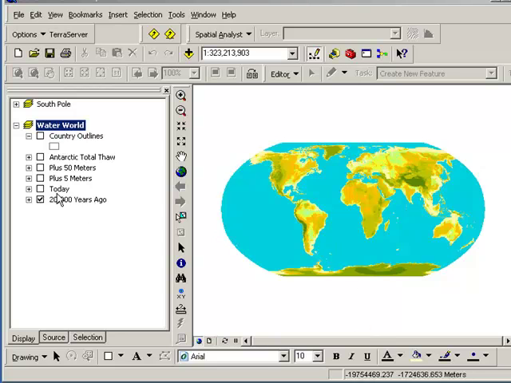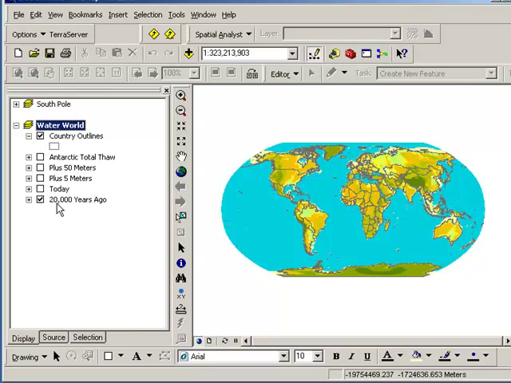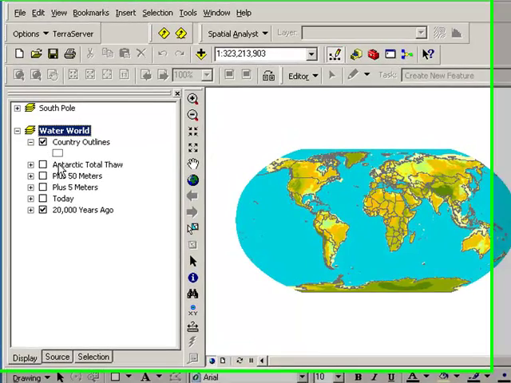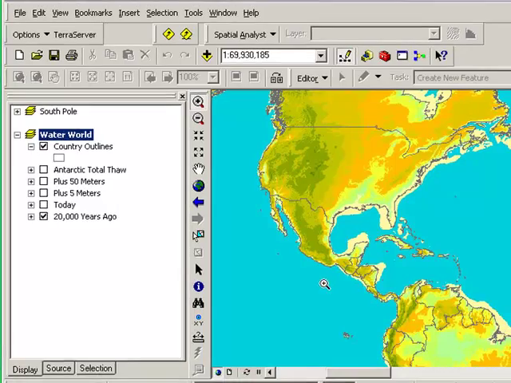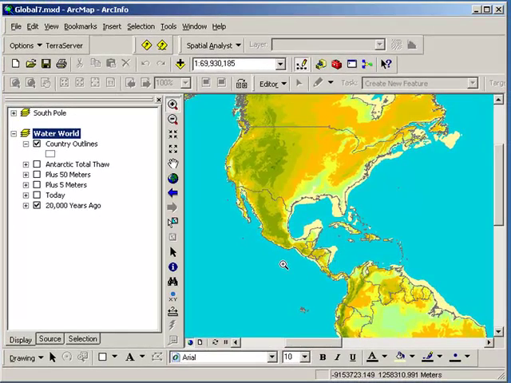In my GIS, I have a couple of different layers. I've got some country outlines. I've got some sea level and coastline information as well. Let's take a look first at what the coastlines were like 20,000 years ago. The current climate fluctuations are nothing new. Climate's been changing ever since the Earth was formed.